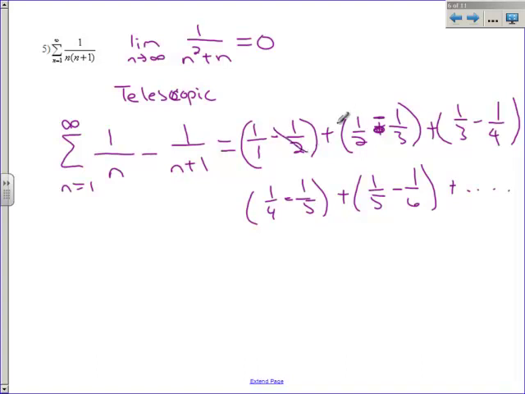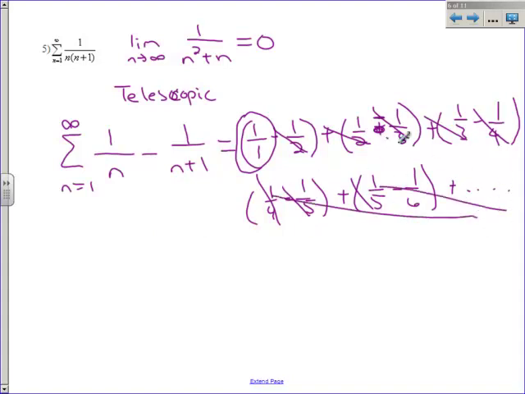This series collapses on itself because watch what happens. This negative 1/2 cancels with that 1/2. This negative 1/3 cancels with that positive 1/3. Negative 1/4 cancels, and you can see by this pattern that everything else after this first term cancels. And so what we get is a telescopic series because everything after this collapses, and it collapses down to have an answer of 1. So I get a convergent series, and on top of that it converges to 1. It's called a telescopic series.